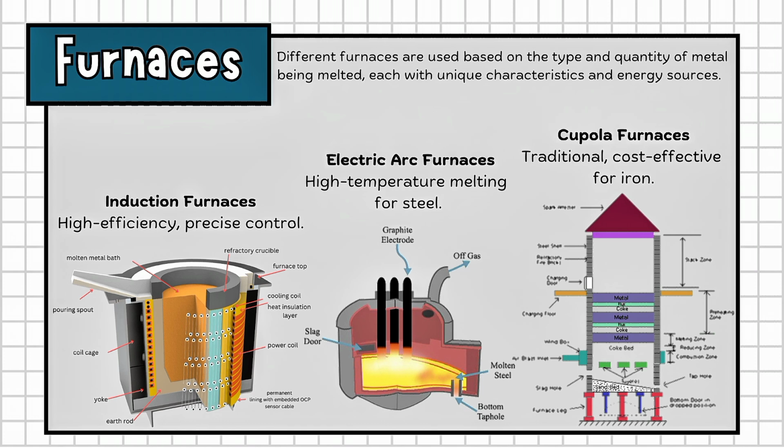Okay, next example is electric arc furnaces. They melt metal using a very hot electric spark and can reach extremely high temperatures, making them suitable for metals like steel. And the last one is cupola furnaces. It is a more traditional option where metal is melted by burning fuel right next to it. It is commonly used for melting iron due to its capacity and cost effectiveness. So the type of furnace affects the time, temperature, energy use, and even the quality of the final casting.